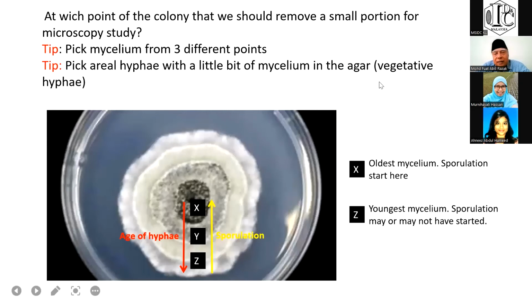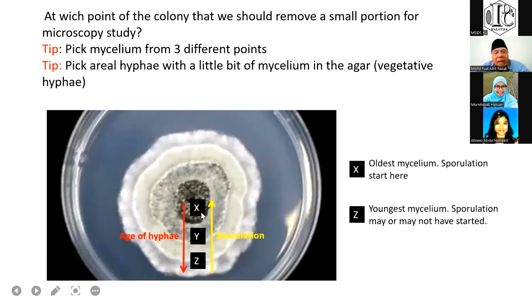In a tease mount or squash mount, you have to pick mycelium from 3 different points in order to make sure whether the fungus is not yet producing spores. Okay, so look at this colony. Because fungus grows outward, Z is where the hyphae is still very young. X is a point where the hyphae is already older, and probably it's already forming spores here. So you should pick fungal mycelium for tease mount preparation from 3 points of the colony.